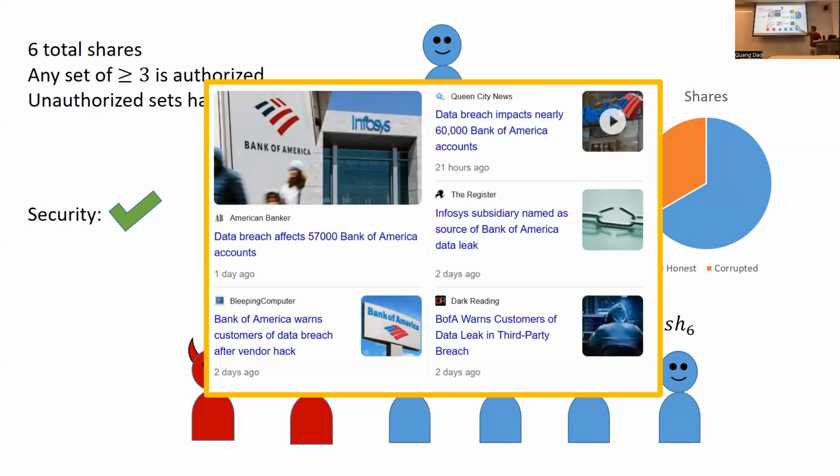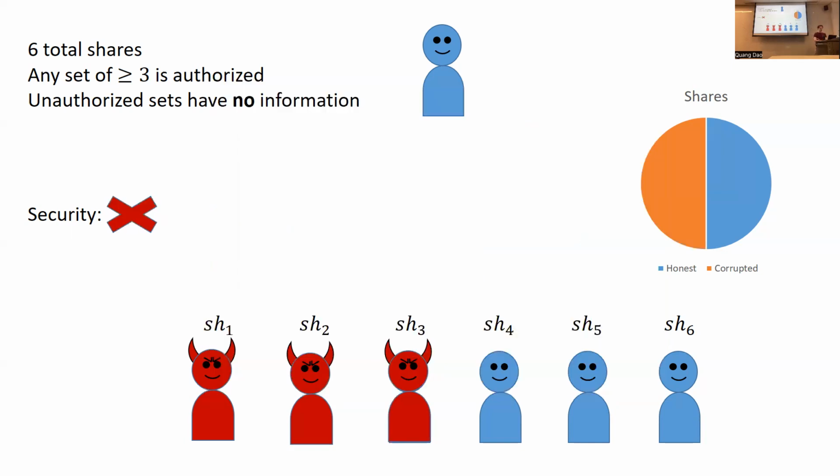Anyway, case in point, when I was making this presentation, the very first day I started, I just Googled data breaches and I found something 2 days ago. So it happens frequently. So with the data breach, the adversary gets a third share and suddenly we've lost all security. They just get the secret.